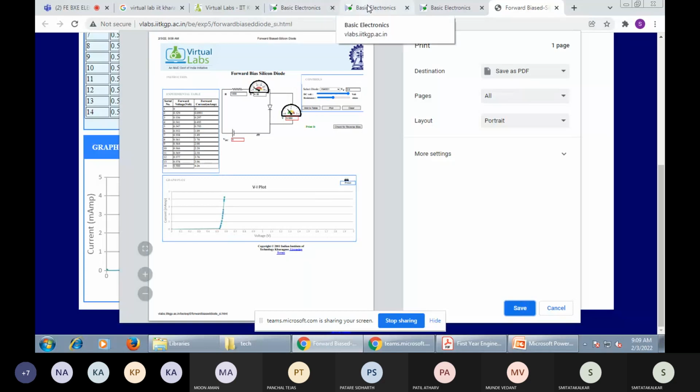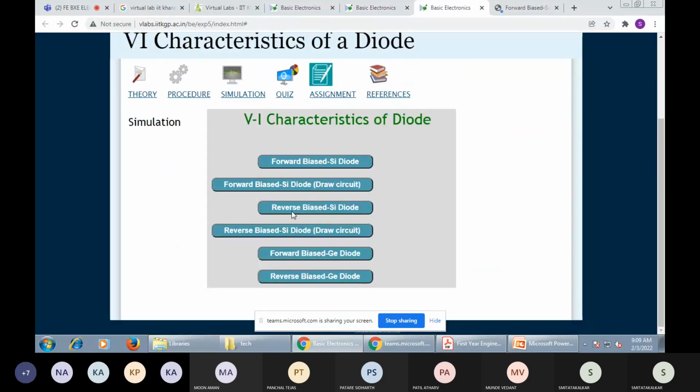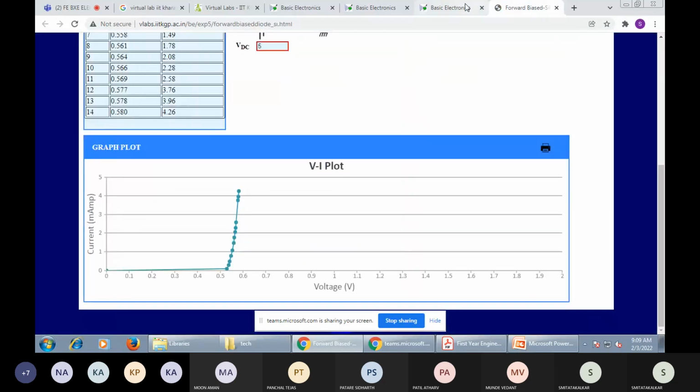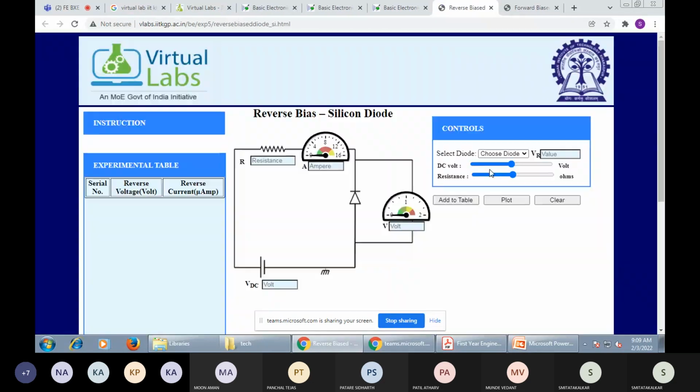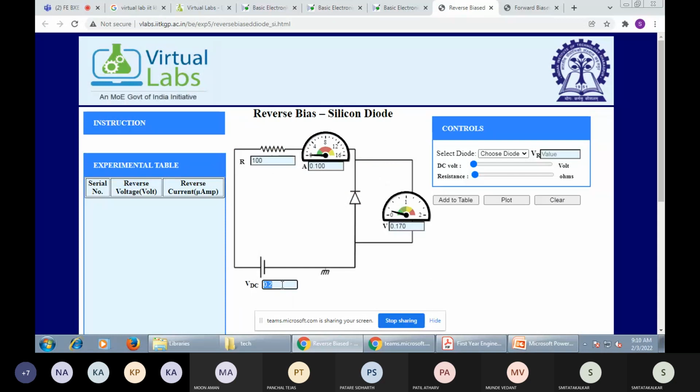Then after that, the experiment is the reverse bias. Click on the simulation for reverse bias. Stop this, cancel, and in reverse bias, the resistance and current are set. In reverse bias, set the DC voltage to 0.2. Then next choose the diode 1N4001.